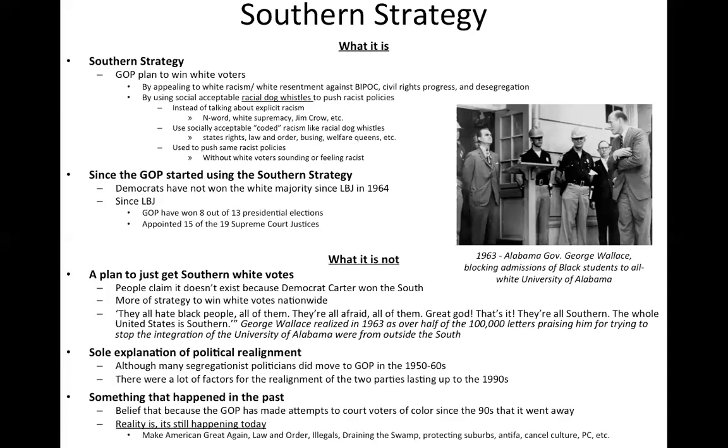So we started coding these things, and we saw that white people really responded to this. Again, this isn't the only strategy that created the Republican Party, but it's one of the main strategies that helped them dominate our political scene since LBJ in 1964. LBJ was literally the last Democratic president to win the white majority, and since then, the Republican Party has dominated our politics.